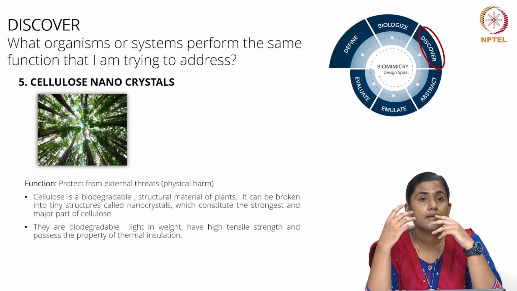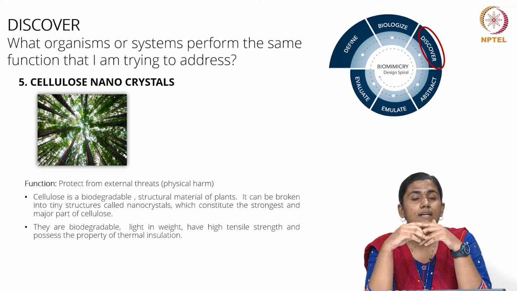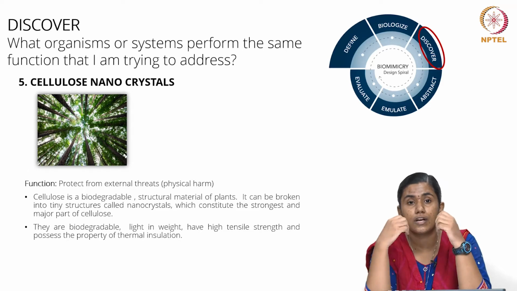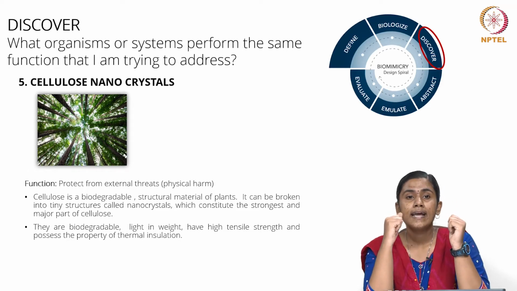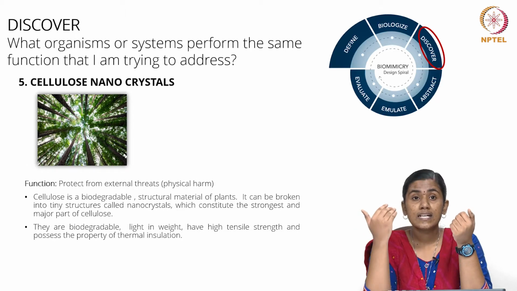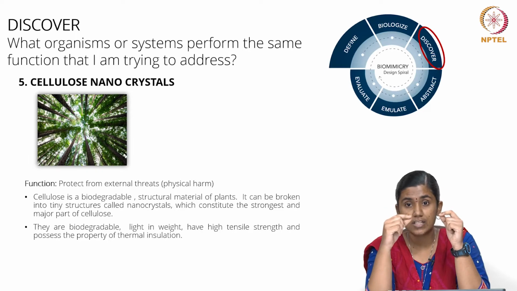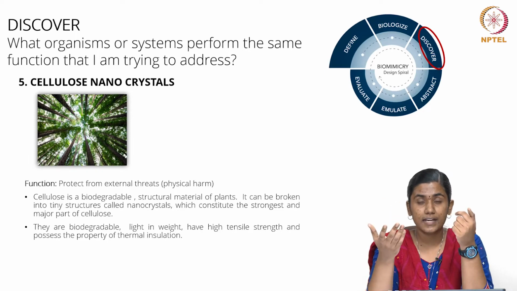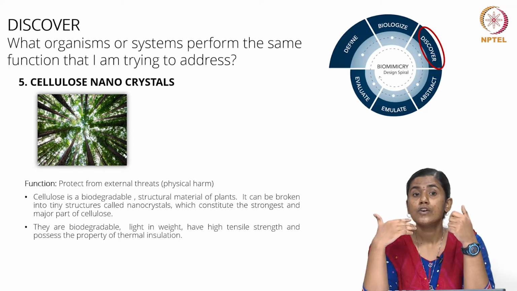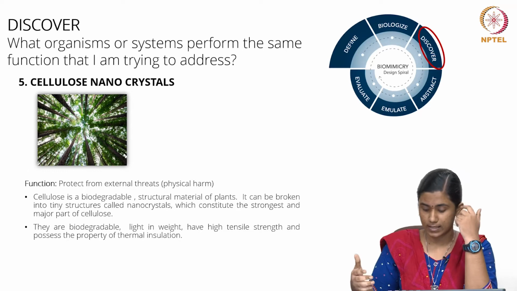And the next organism which I looked at was the cellulose nanocrystals from plants. So cellulose is the structural material of plants and it is responsible for the structure which we find in the plant kingdom. And although cellulose has this property of structural maintenance, mechanical strength, etc., there are some excess properties for these nanocrystals of cellulose. Since they are very tiny in nature, they also have extra attributes like high tensile strength and the property of thermal insulation in addition to mechanical strength. So that is an added advantage for these cellulose nanocrystals found in the natural kingdom.